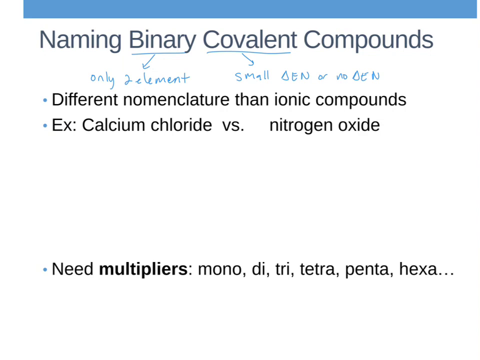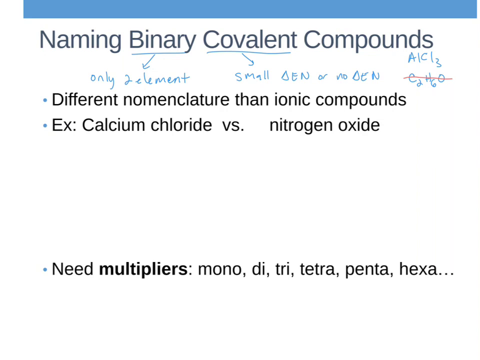An example of a binary compound would be something like AlCl3, because it has two different elements, aluminum and chlorine. We are not talking about something like C2H6O, because that has three different elements in it. So we're not talking about compounds with more than two elements. This is just covalent compounds that only have two elements. That's it.